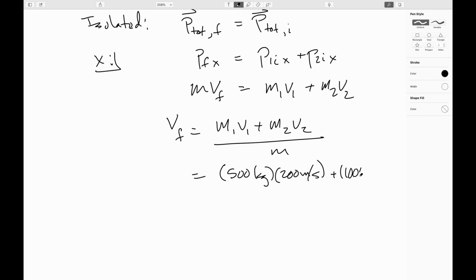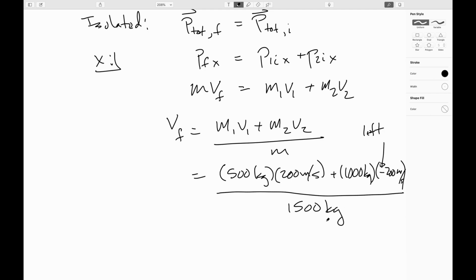Now for mass 2, that was 1,000 kilograms. We have to put in negative 200 meters per second. And that minus sign is because it was going to the left. So we take care of the direction when we substitute the numbers. And then the mass of the wreckage afterwards is 1,500 kilograms. So when you crunch the numbers, what you'll get is negative 67 meters per second. All right, and again, we interpret the minus sign that we get now as meaning that the wreckage afterwards is moving to the left.